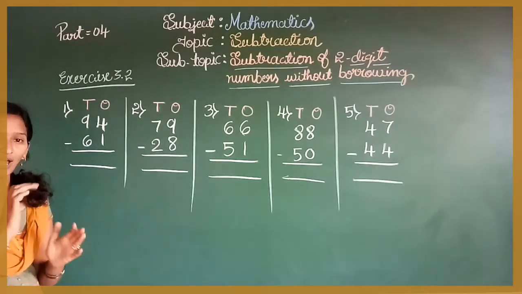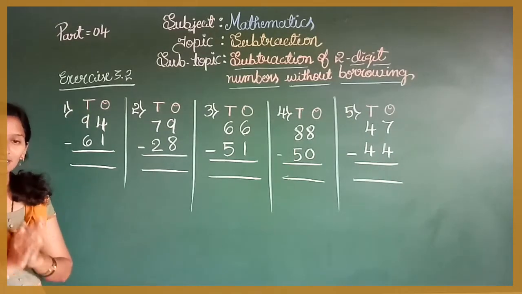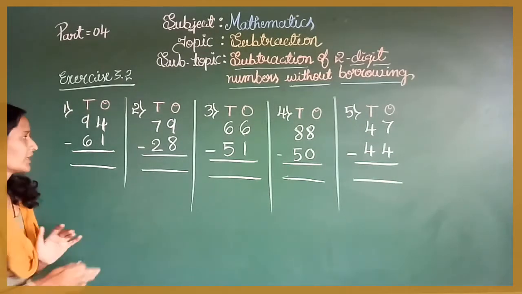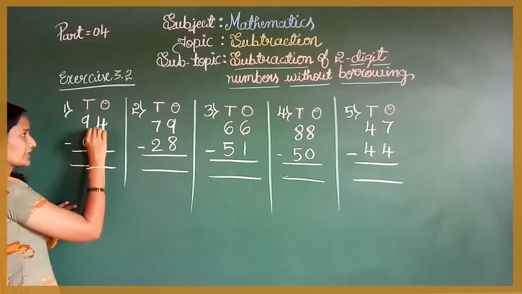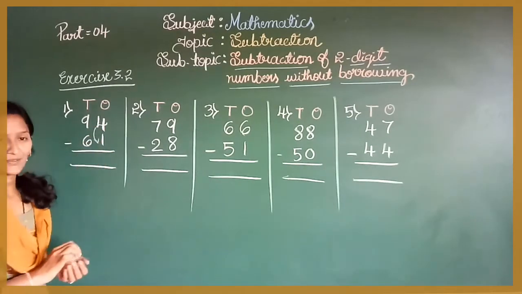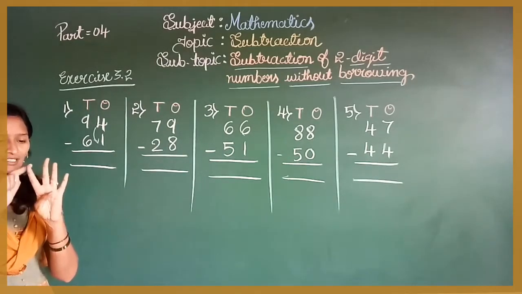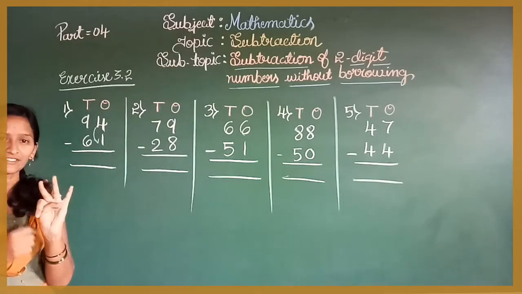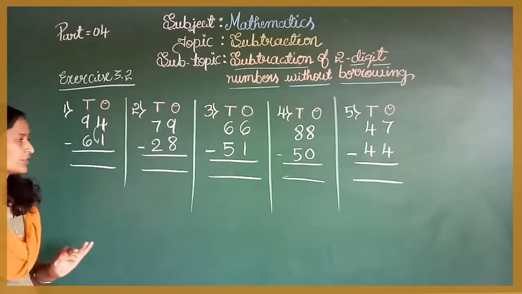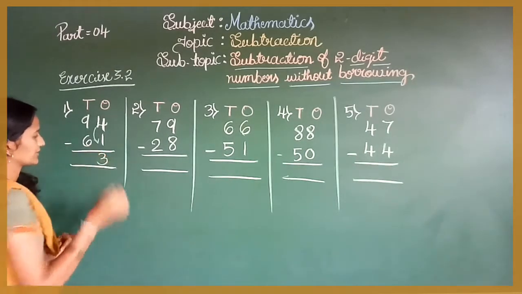Okay? First, you have to subtract the digits in the ones column. Yes, 4 minus 1. Yes, what is 4 minus 1? So, in 4, you have to subtract 1. How many fingers are left? 1, 2, 3. So, write here 3.